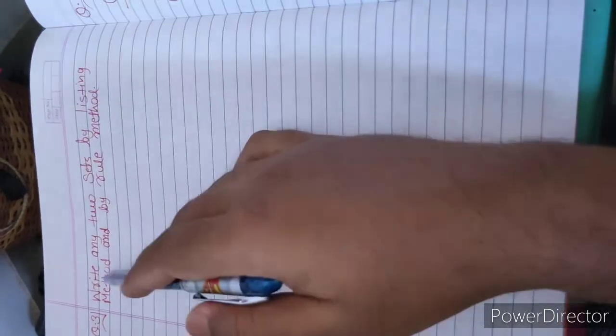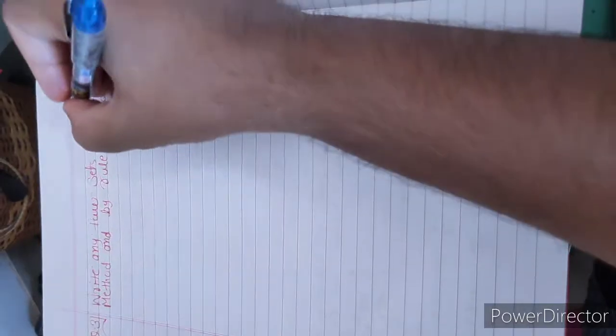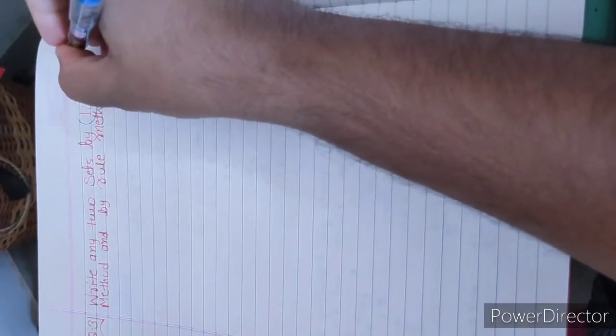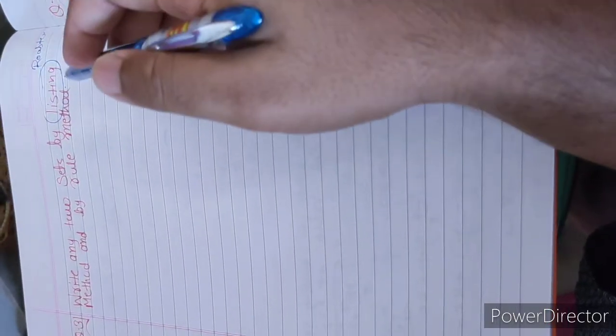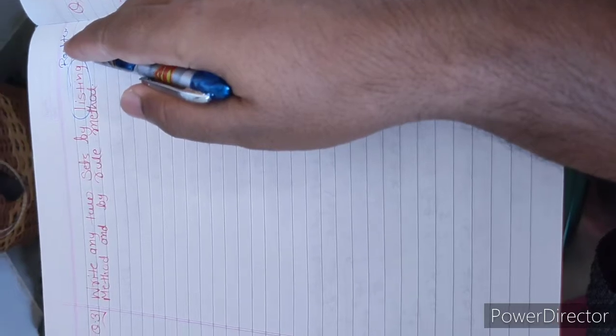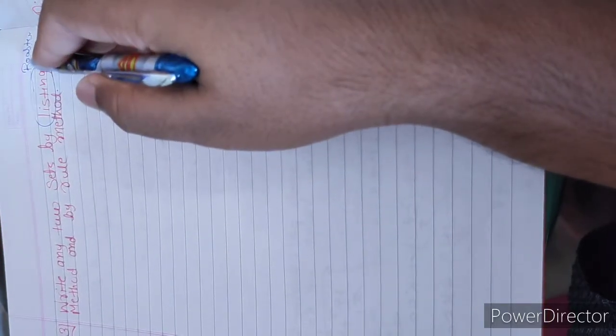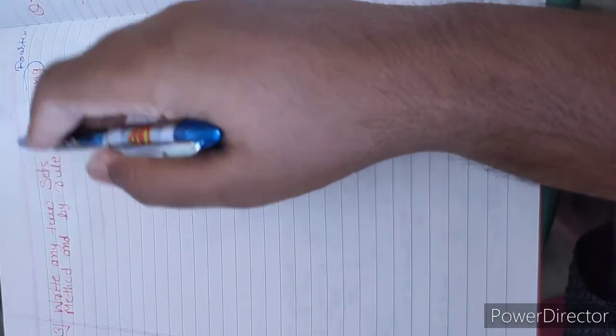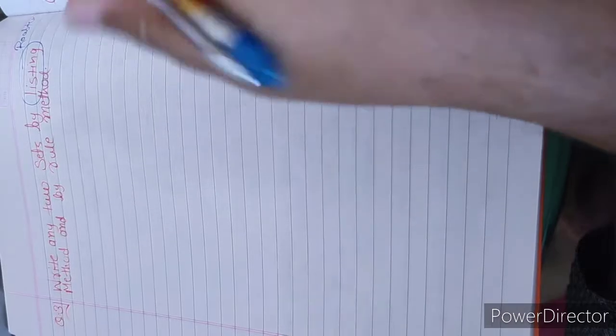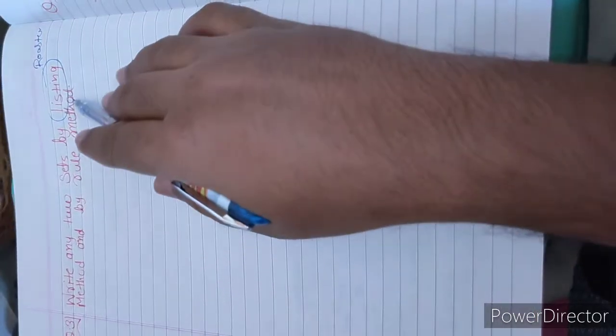We know that the listing method is also known as the roster form. For writing sets in mathematics we have two methods. First one is the roster method and second one is the rule method. Here the listing method, whose another name is the roster method, is given. So we have to write any two sets in both methods, roster as well as rule method.